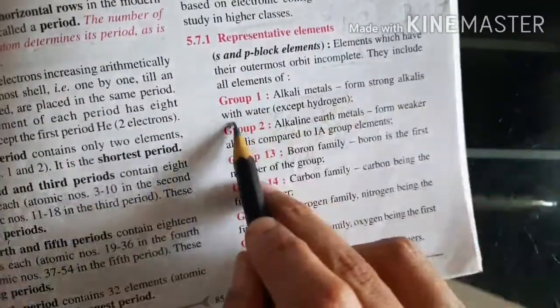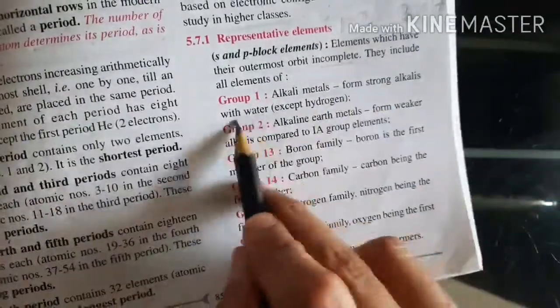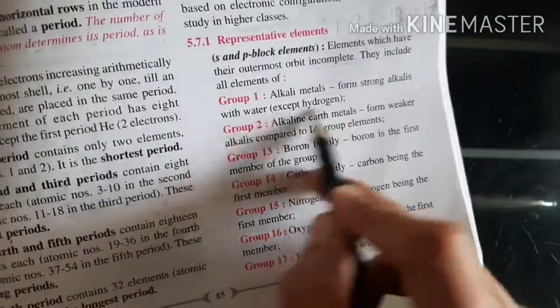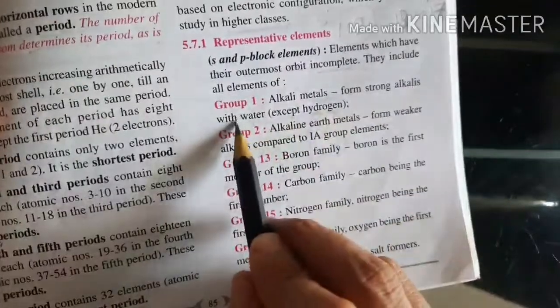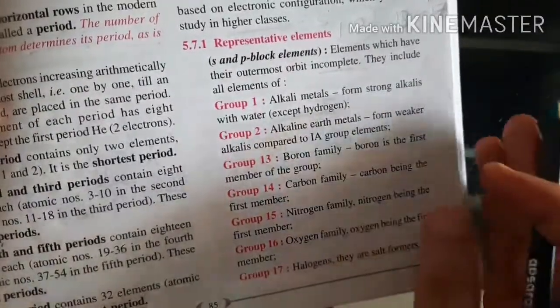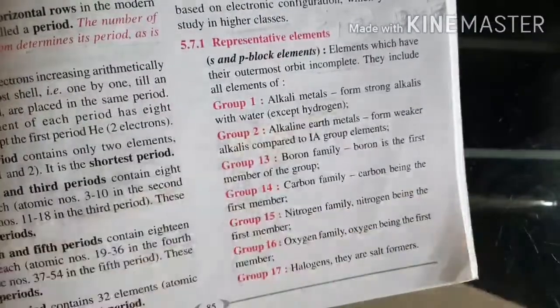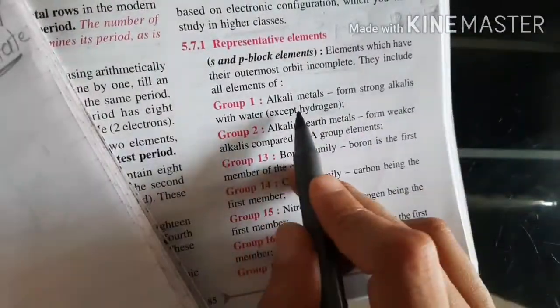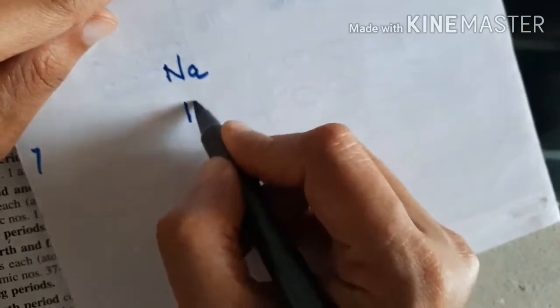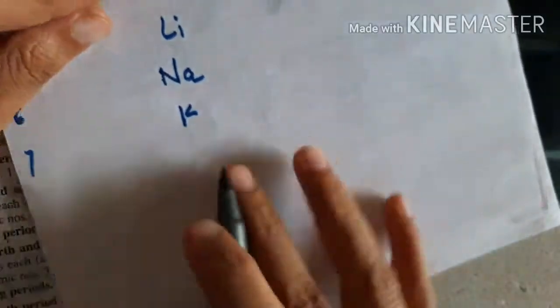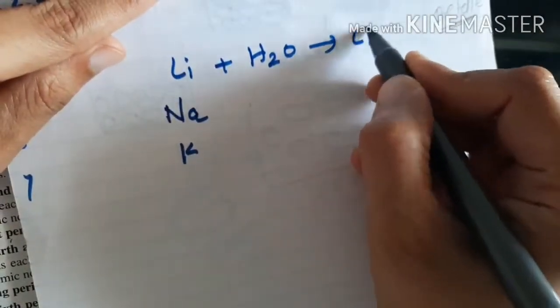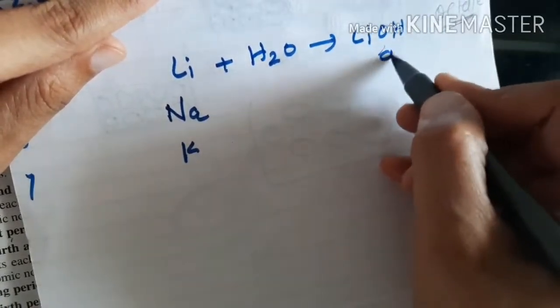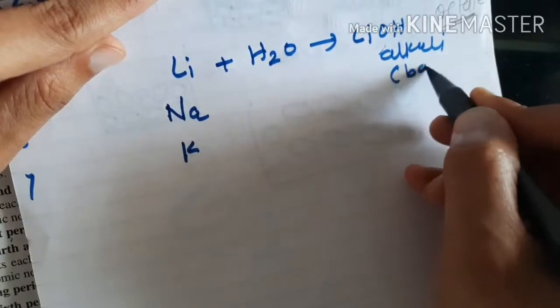The elements which have their outermost orbital incomplete include all the group 1 alkali metals. They form strong alkalis with water, except hydrogen, which does not give any alkali with water. What is the meaning of this? The alkali metals form a strong alkali with water, which is why they are known as alkali. Suppose I am talking about sodium, potassium or lithium: when lithium, sodium and potassium react with water, they convert into lithium hydroxide, an alkali. This is alkali, or we can say a base.